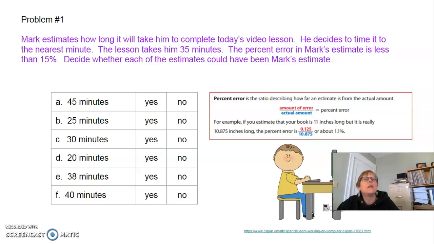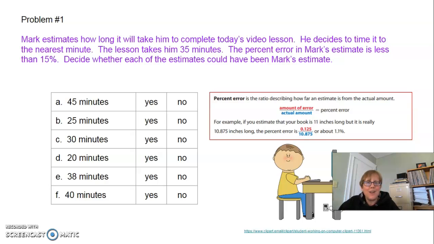Decide whether each of the estimates could have been Mark's estimate. Right, so in a way, this is one of those types of problems where you're given the answer, and then you have to figure out the problem. So hint, I've given you the equation for the percent error. You find the amount of error over the actual amount. That gives you the percent.